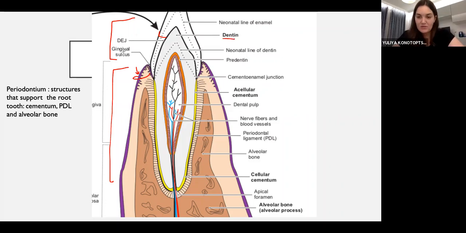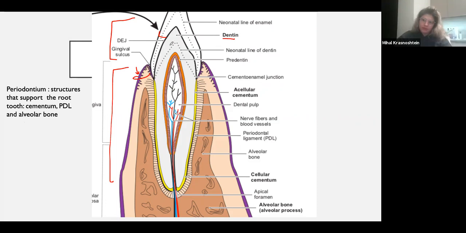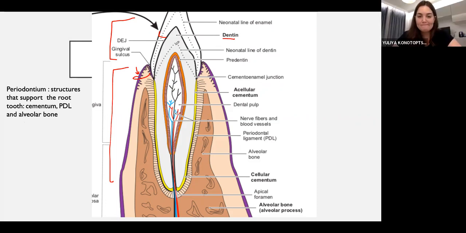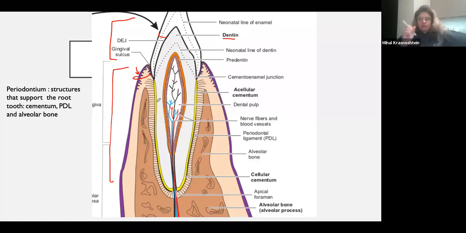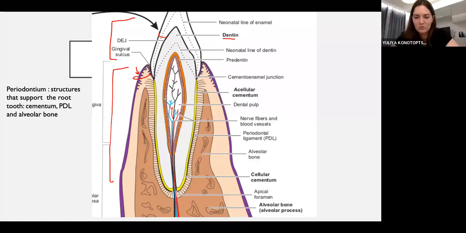So let's do it again. The most outer layer of the crown, which one? Enamel. What is behind enamel? Dentine. In the root, deep in your jaws, the most outer layer is cementum. What is deep to the cementum? Dentine. So dentine is everywhere. It is within the crown and within the root. It's within the core of the tooth.